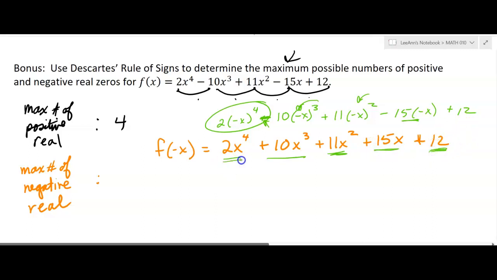It looks like I'm positive, positive, positive, positive, positive, no sign changes. So 0 negative real zeros. So you wouldn't even try the negative numbers. Like if you were trying to find P over Q and you were going to try to find the zeros, you wouldn't try any of the negative cases because you can't have any negative real zeros. Okay.